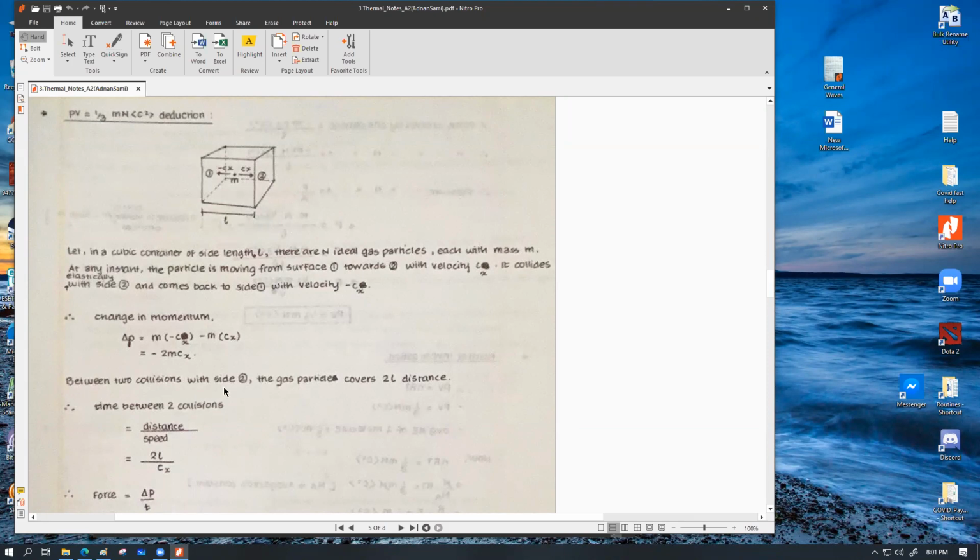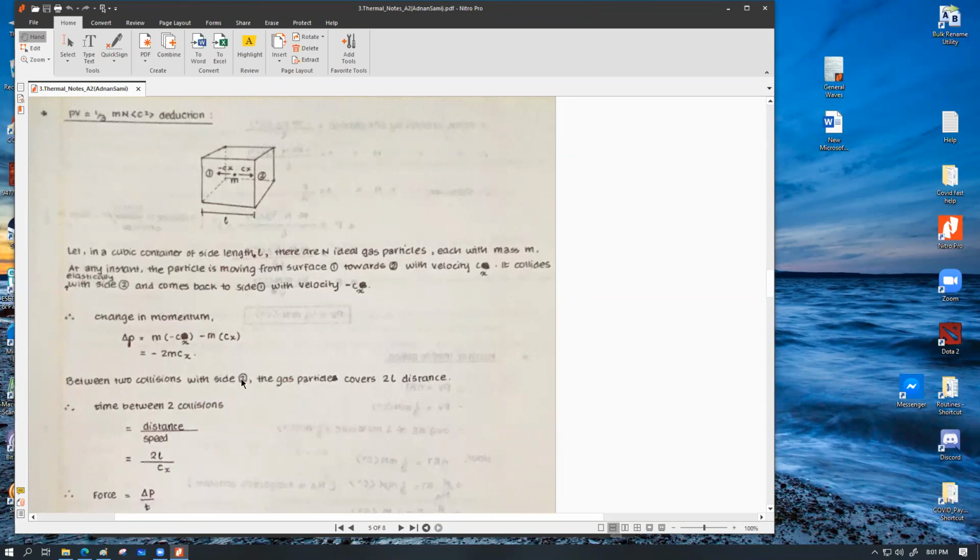So this is a key part: between two collisions with side 2, the gas particle covers 2L distance. Put in a different way, let's say the particle starts from surface 1, hits surface 2 and reaches up to surface 1. Reaching surface 1 doesn't mean it has collided with surface 1 yet; it's about to collide. So for one collision with surface 2, the total length the particle has to cover is 2L. Or if you consider from here to the left, either way. Here we have only mentioned side 2, but we could have written it for side 1 as well.